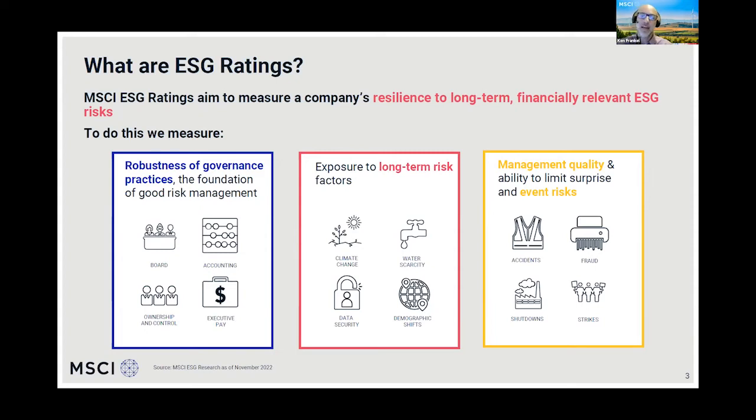Some examples of topics covered on the governance side are board structure, executive pay, business ethics, and tax transparency. The second category consists of risks that may materialize over a longer time horizon, such as climate change and water scarcity. And the third category, shown there on the right, is the idiosyncratic event risks, such as one-off accidents and labor disputes.